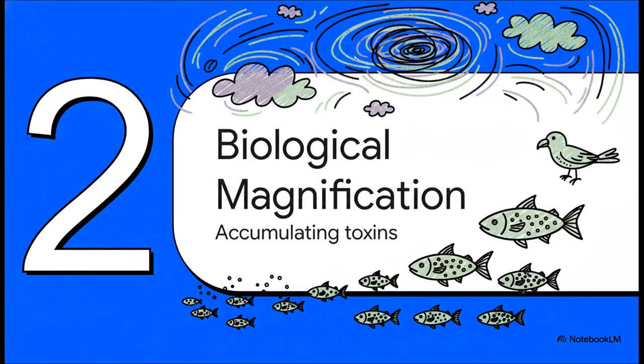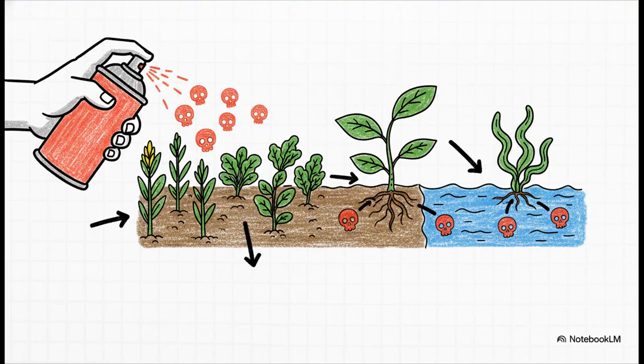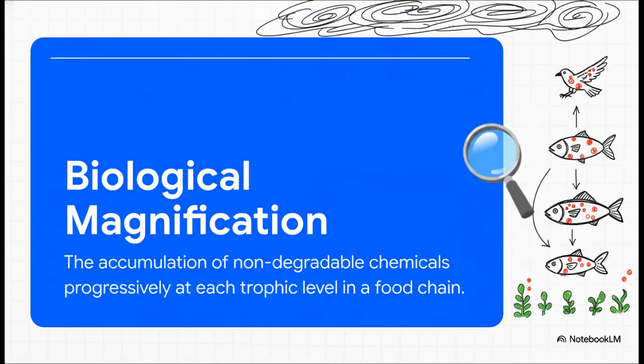Okay, let's dive into this concept of biological magnification. The problem starts when harmful, non-degradable chemicals from pesticides get into the soil and water, and from there, into the plants at the bottom of the food chain. So, the crucial point is this definition. Biological magnification is the increase in the concentration of these harmful substances as they move up the food chain.